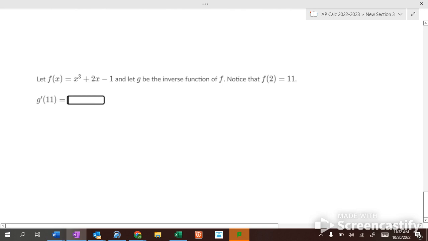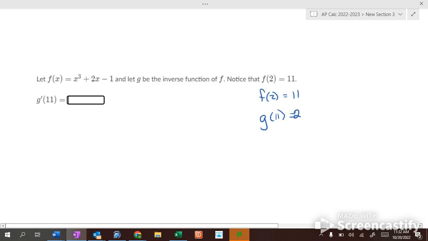So let's say we want to find g prime of 11. g inverse of 11. Now, if we know f of 2 equals 11, what do you think g of 11 will be?